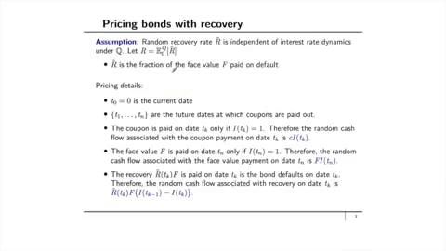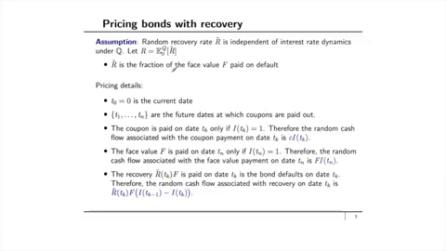We're going to assume that the random recovery rate, R tilde, is going to be independent of the interest rate dynamics under the risk-neutral measure Q. And we're going to let R without the tilde denote the expected value of R tilde under the risk-neutral measure Q at time 0. Recall that R tilde is the fraction of the face value F paid on default. Here are the details of the pricing.